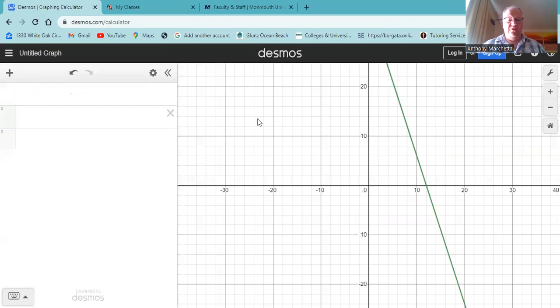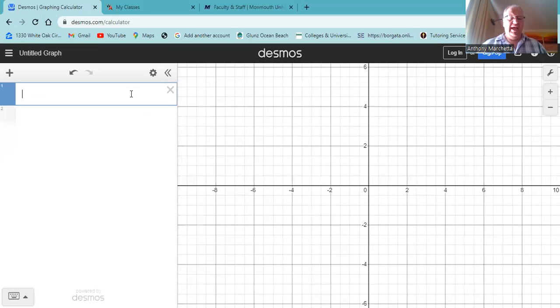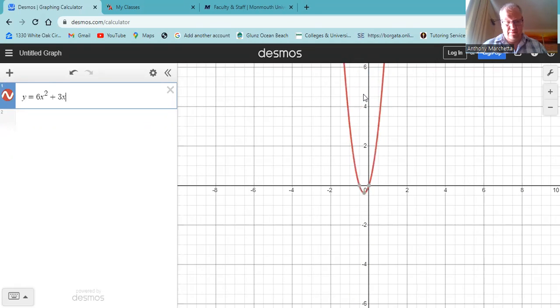Recall when you're in Desmos, close everything out. Get the home button to get back to your home. And let's put y equals, and now I'm going to just type exactly the left side of that equation that I just saw. 6x squared plus 3x. Surprise, it's a parabola. Right?